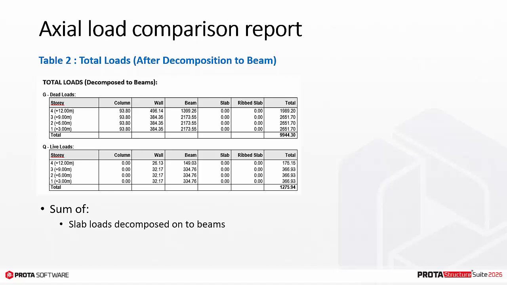It is the sum of slab loads decomposed onto beams, other applied loads on beams and member self-weights. The slab's values are all 0 in this table, as the slab loads are calculated onto the supporting beams. Some of the slab loads are also calculated to the walls, as the walls are also supporting some slabs.